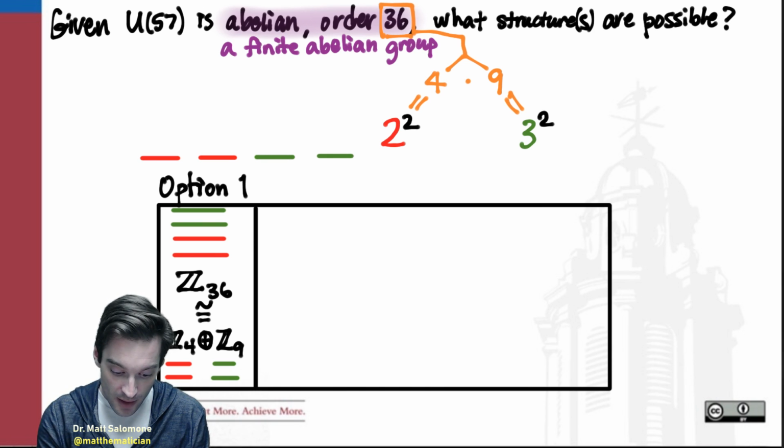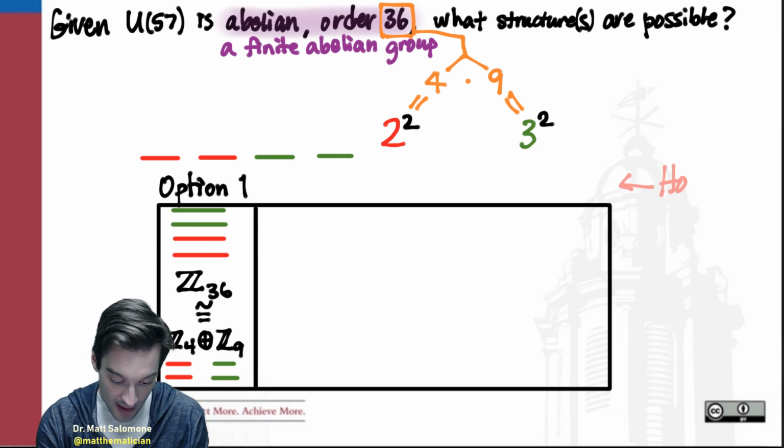Let's take a moment and step back one more time. So we're stepping back and asking how many possibilities, how many distinct groups up to isomorphism can I have? How many distinct options?